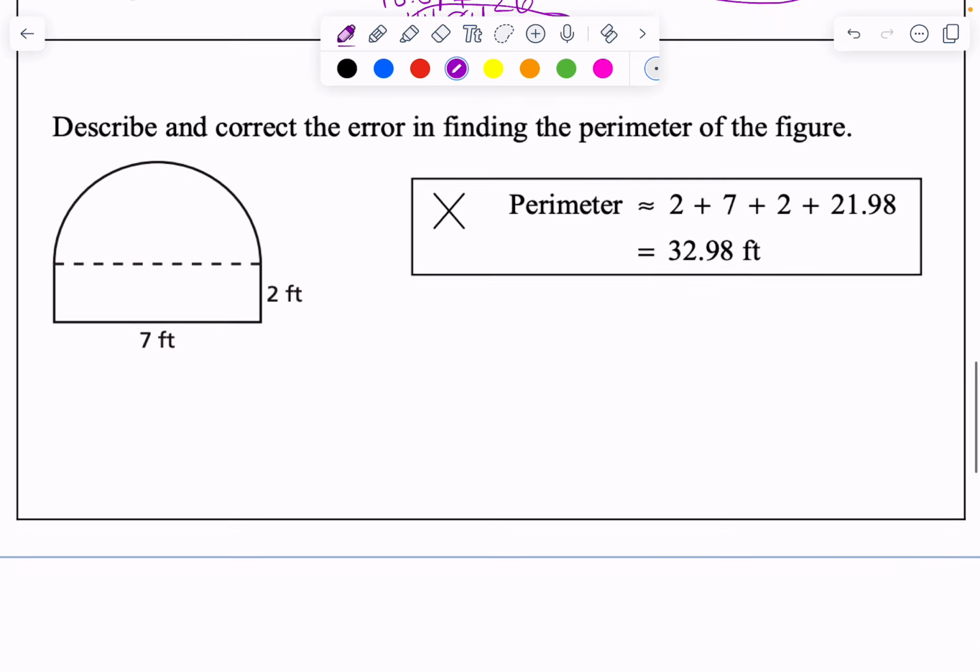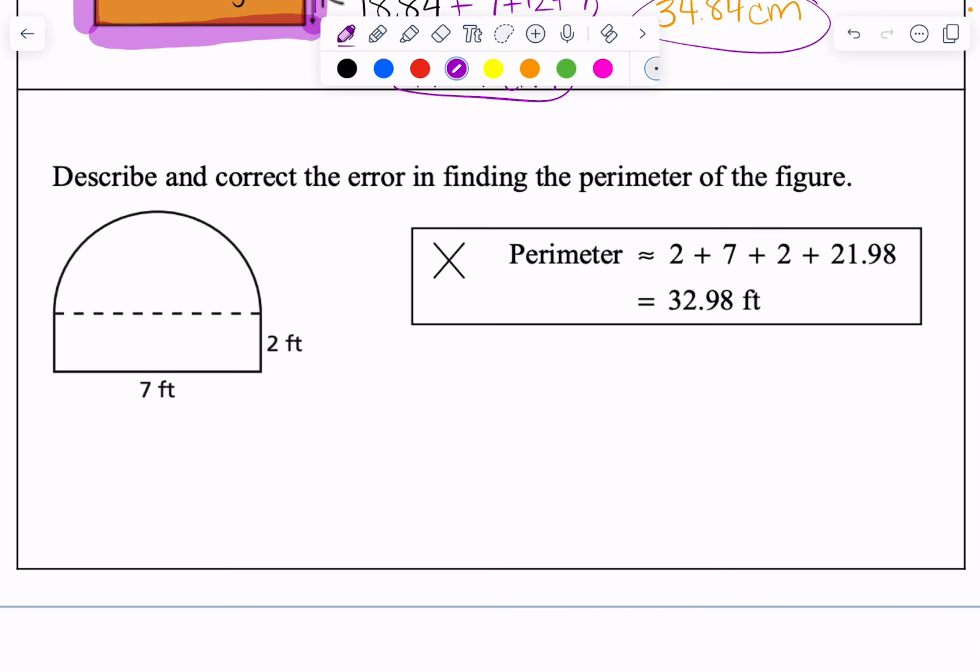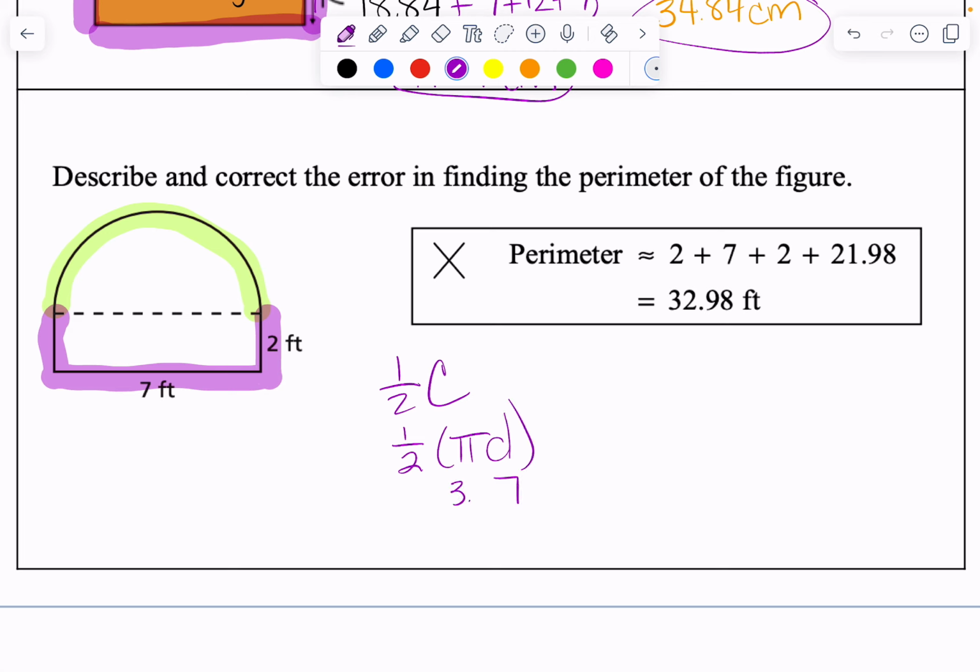For this example, this is just describing and correcting the error. And so if we look at this, they did 2 plus 7 plus 2. So they've added up 2 plus 7 plus 2, plus 21.98. So now let's test out and see if this distance is 21.98 or not. So I'm gonna be using half of a circumference again. So I'm gonna need 1/2 of pi times diameter. The diameter is 7. So I need to do 3.14 times 7. When I do that, I get 21.98.